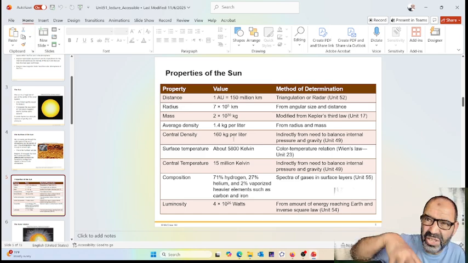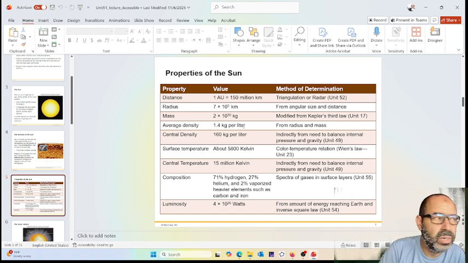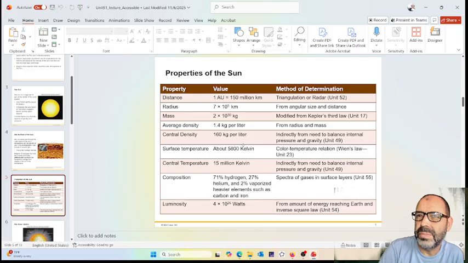And inside the core of the sun, the density is higher. It's about 160 kilograms per liter. That's a lot. The Earth has about 5.5 kilograms per cubic meter. So it's a lot less than that if you convert it to liters, because there are 1,000 liters in a cubic meter. So you do the math, okay?